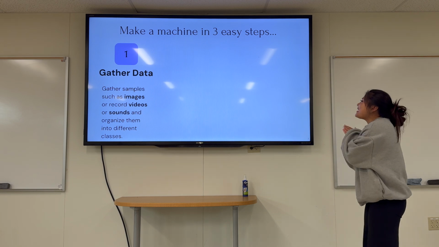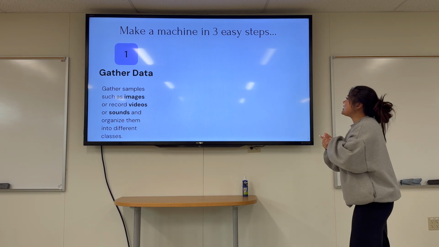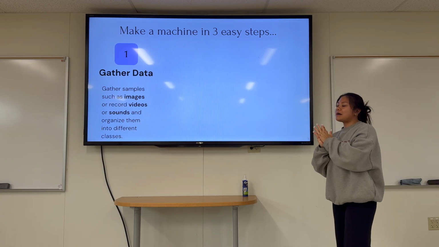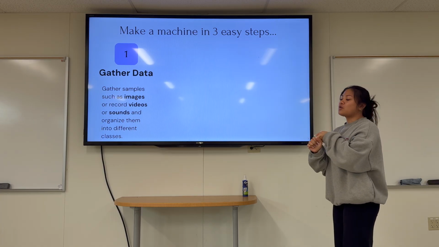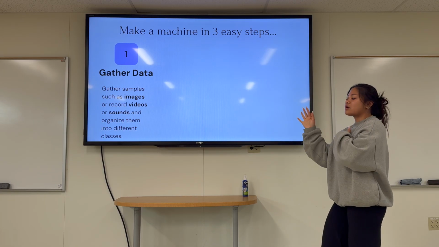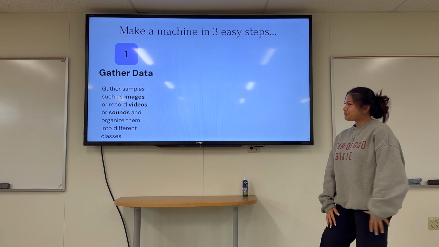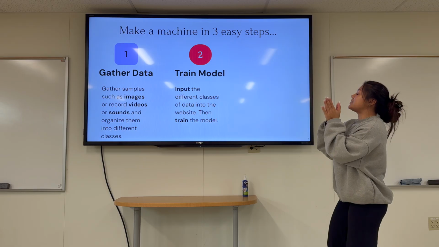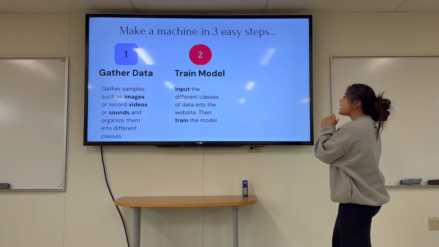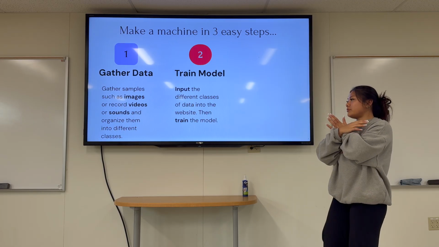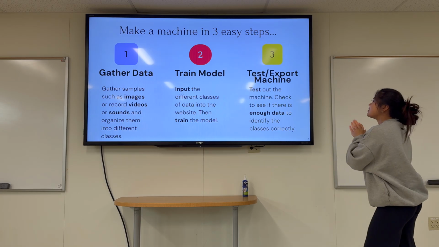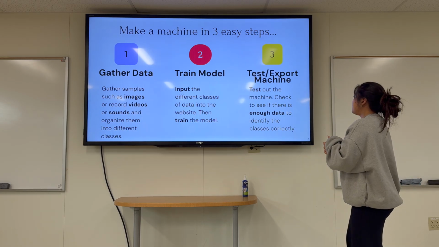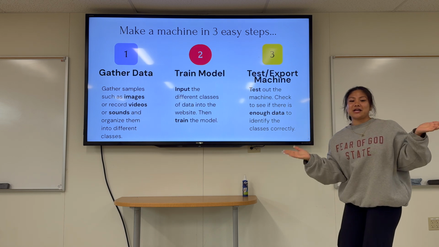Okay, the good thing about this website or tool is that all you need is 3 easy steps. The first step is to just gather the data. So you would gather samples such as images, or you can record your own videos or sounds, and then you can organize them into different classes. The second step is to just train your model. So you would input all of the data that you gathered into the different classes, and then you would train the model. And then the third step is to just test or export the machine to see if you have enough data to identify the classes correctly.